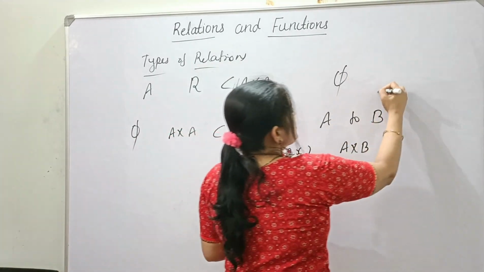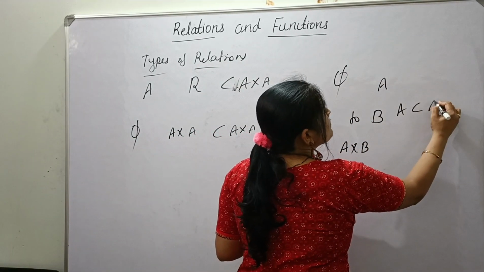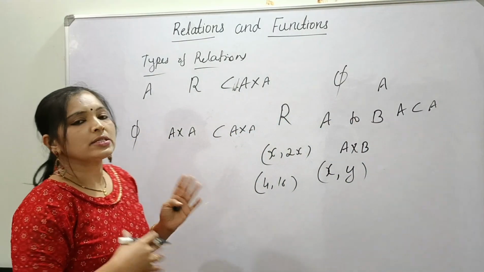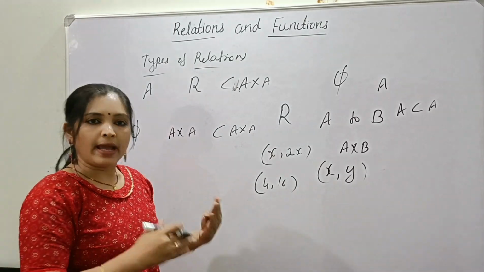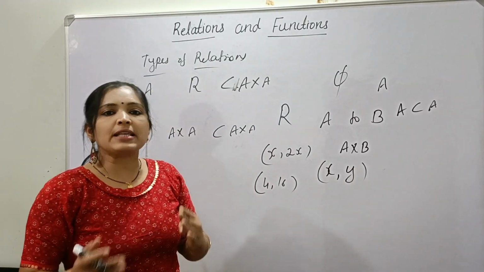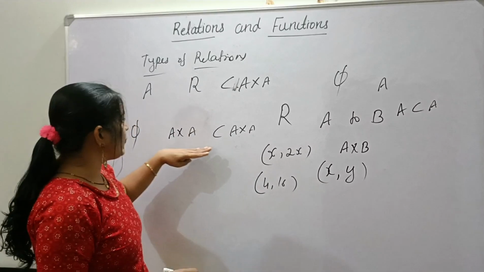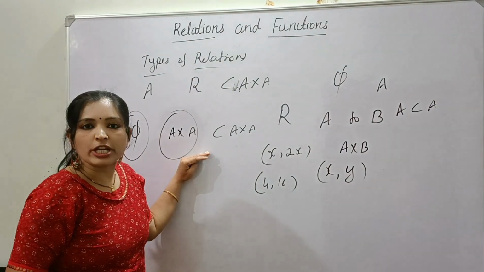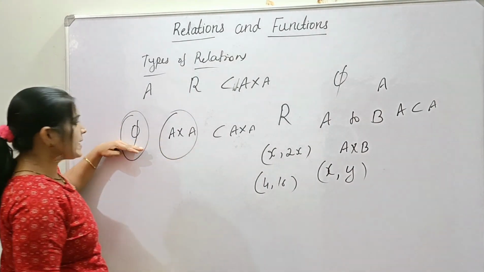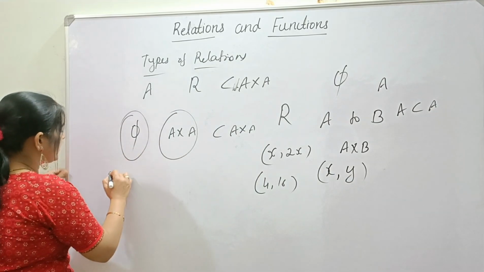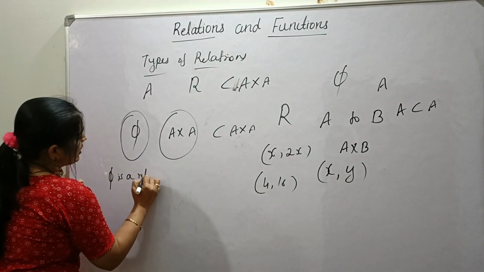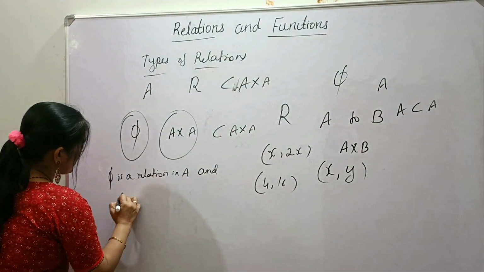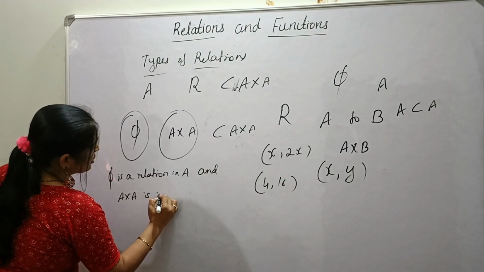In sets we have already learned phi is a subset of all sets, right? And suppose A is a set, A is a subset of A itself, right? So therefore, here also we can say phi, meaning the null set or empty set, and A cross A are the subsets of A cross A, right? Therefore, phi is a relation in A and A cross A is also a relation in A.